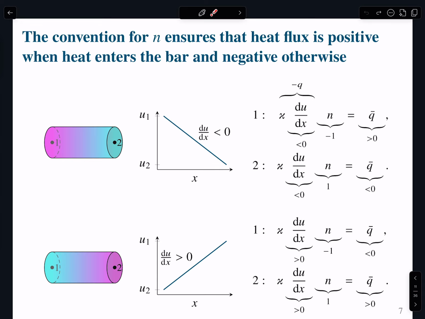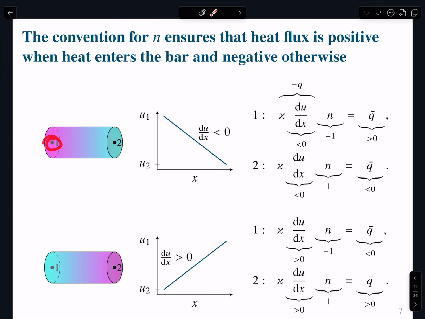So let's look at that convention that we're going to use now, right? And this is going to address your question. So now the convention for n ensures that heat flux is positive when heat enters the bar and negative otherwise. So if I look, for instance, at a point like this, basically I'm going to choose the value of n so that the heat flows in that direction, again ensuring that given Fourier's law, heat transfers from regions of hot temperature to lower temperature, and so red here is hot, this is cold, right? And so heat is going to be flowing like that.